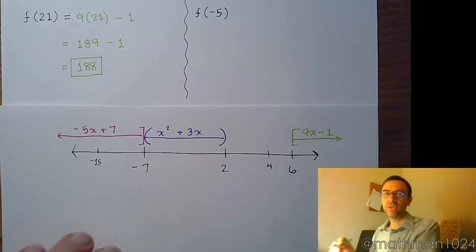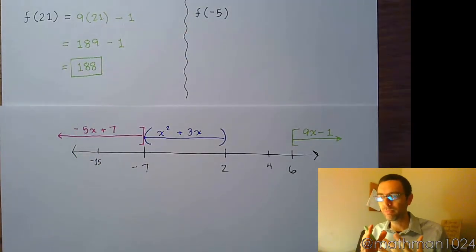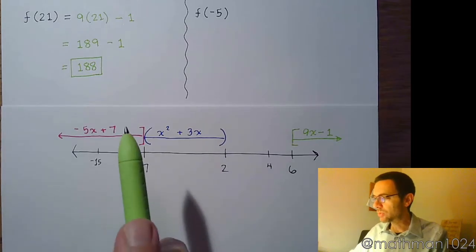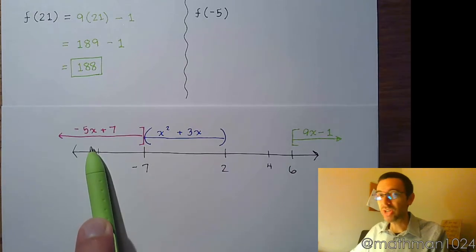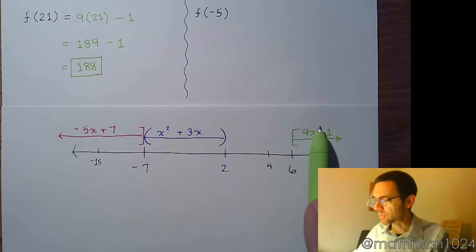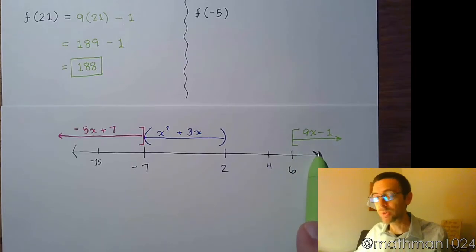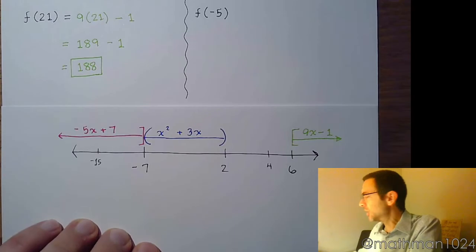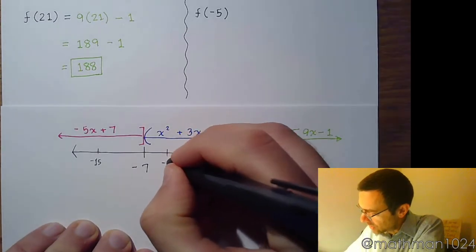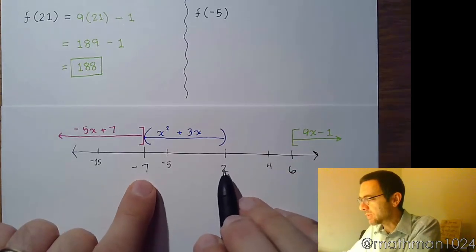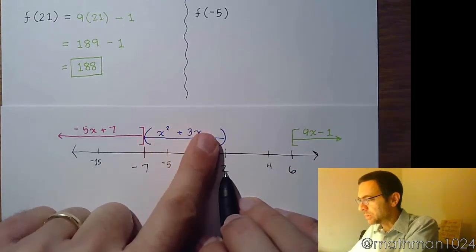So I hope you see that the trick here is figuring out what piece of the function to use and you just plug it in. I'm not plugging 21 into the blue expression or the pink one because that's not where values of x like 21 go. They go over here in this region because 21 is greater than or equal to 6. And finally, we have f of -5. So -5 is in this region. It's between -7 and 2. So it falls under the blue umbrella.